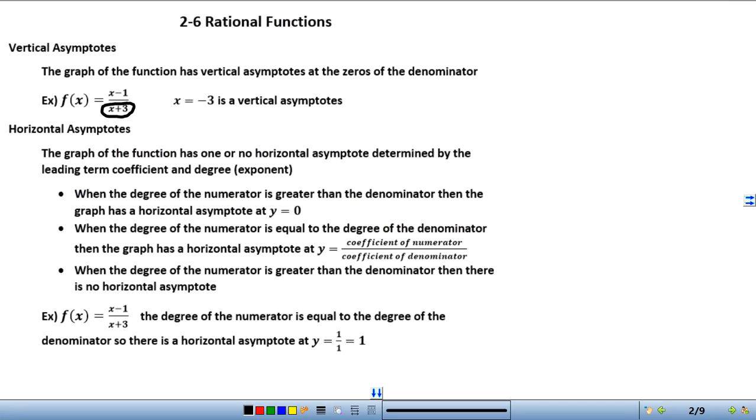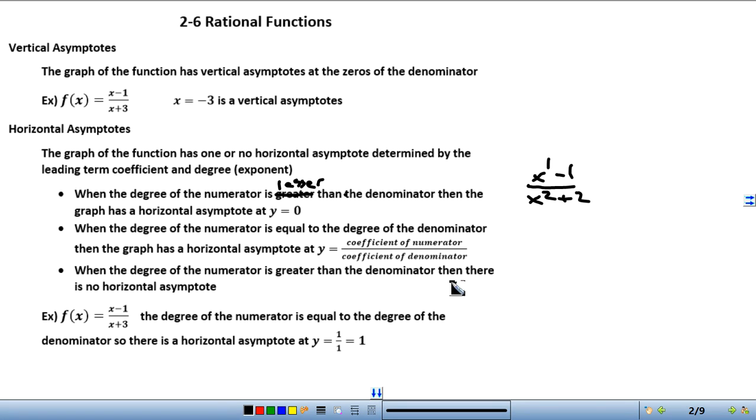Now, to find a horizontal asymptote, what you're going to do is you have these three rules here. And by the way, this part saying it's greater, it's actually lesser. Okay, so if the degree of the numerator is lesser than the degree of the denominator, then you have a horizontal asymptote at y equals 0. So what I'm talking about is this. If I have x minus 1 over x squared plus 2, okay, the degree of the numerator is 1. The degree of the denominator is 2. So if it's lesser than the denominator, then I have a horizontal asymptote at y equals 0.